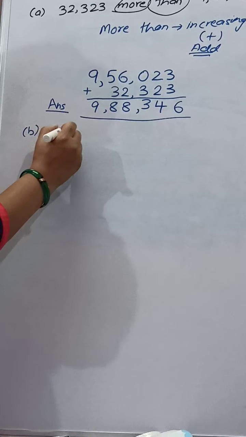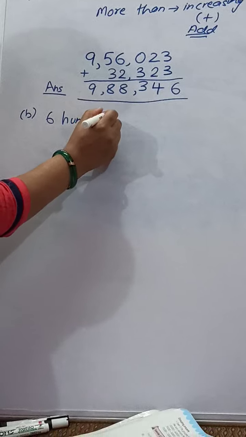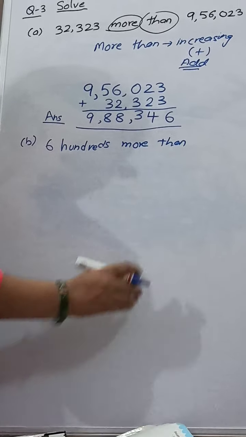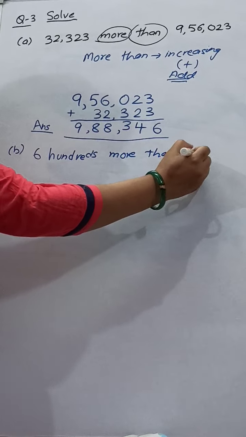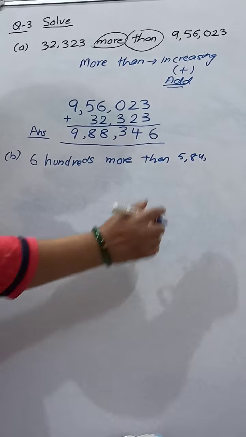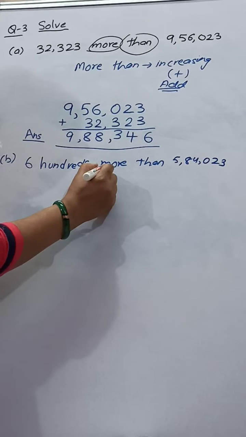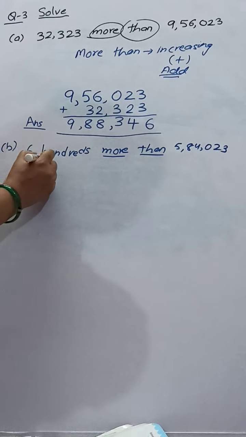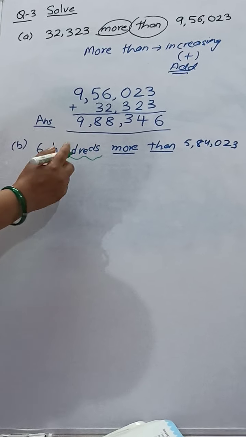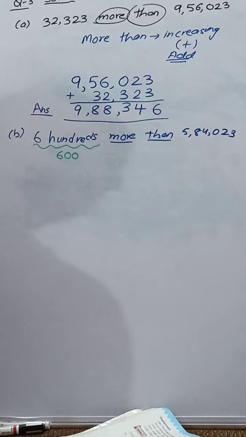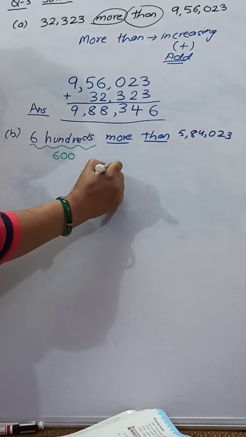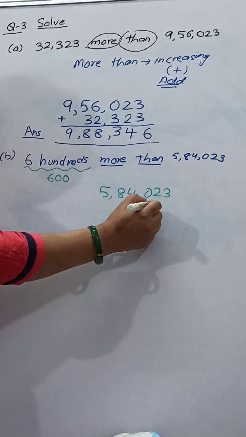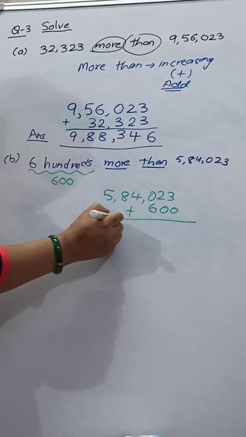Okay, this is slightly different, so we'll do it. 6 hundredths more than 5,84,023. Again we have the word more than. But how much more than? This is 6 hundredths more than. What do you mean by 6 hundredths? This is 600. So we have to increase this value 5,84,023 by 600 only. So we will be adding, and this is your result.